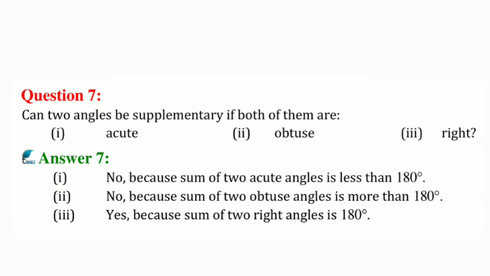In the first, if both are acute, we will not get 180 degrees because both are below 90 degrees, so you can't get 180. That's why the first one is no, because the sum of two acute angles is less than 180 degrees. If both angles are obtuse, obtuse means more than 90, so automatically we will get a sum more than 180 degrees. That's why it is also not possible. And the third one, obviously it is right because we will get 180 degrees.